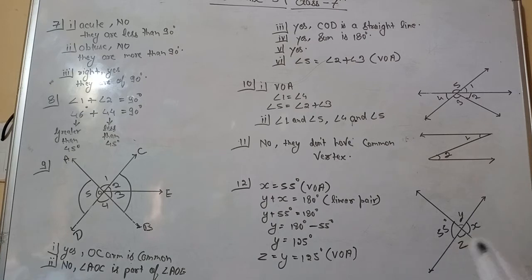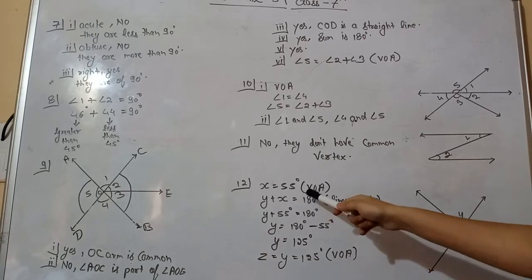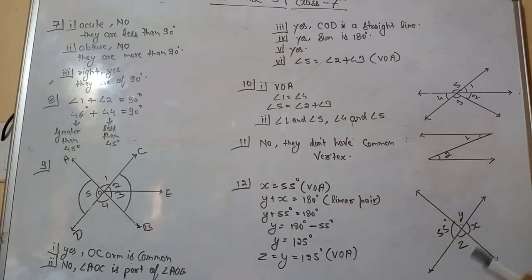Question number 12. Here it is given: find the values of x, y and z in each of the following cases. So this is our figure and we have to find out angles x, y and z. So here you can see x is just opposite to 55. So x is equal to 55 by vertically opposite angles. Now here you can see y and x. This is a straight line. So y and x combined make a linear pair, which is equal to 180 degrees.